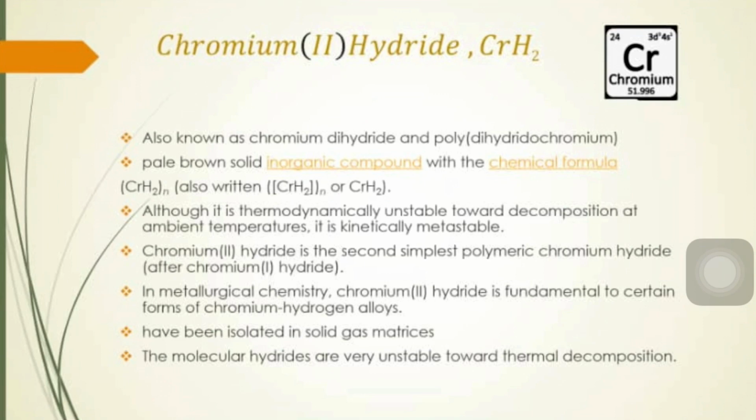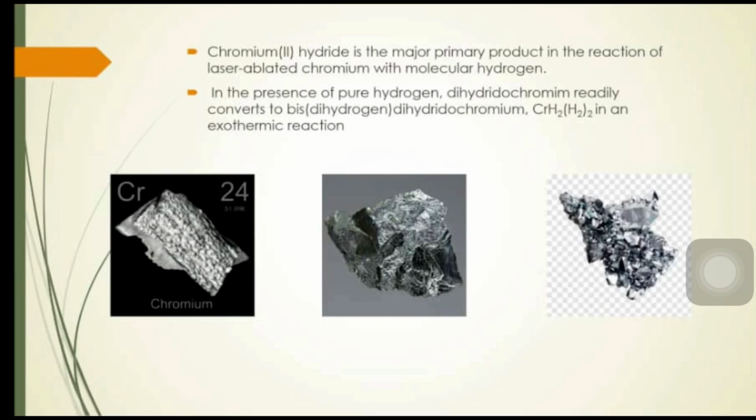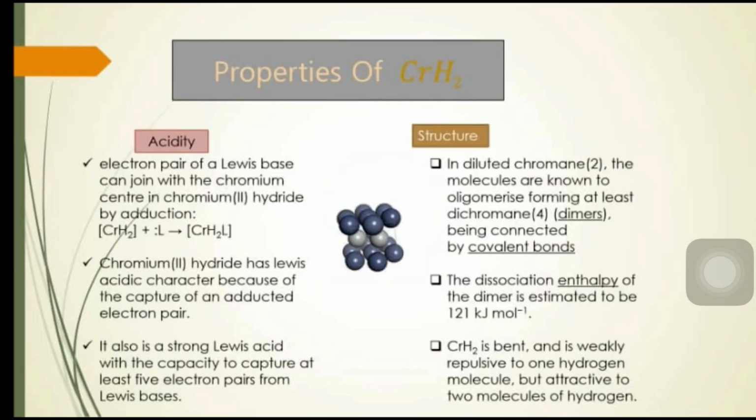It has been isolated in solid gas matrices. The molecular hydrides are very unstable toward thermal decomposition. Chromium(II) hydride is the major primary product in the reaction of laser-ablated chromium with molecular hydrogen. In the presence of pure hydrogen, dihydrochromium readily converts to bis(dihydrogen)dihydrochromium, CrH2(H2)2, in an exothermic reaction. Next are the properties of chromium(II) hydride.